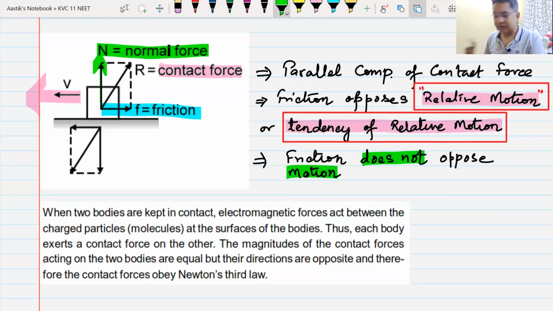I'm writing on this pad because of friction between the pen and the pad. You are writing on the book because of the friction between the pen and the pages of the book. If there is no friction, you will not be able to sit on the chair or the table that you're sitting on because you will slip.